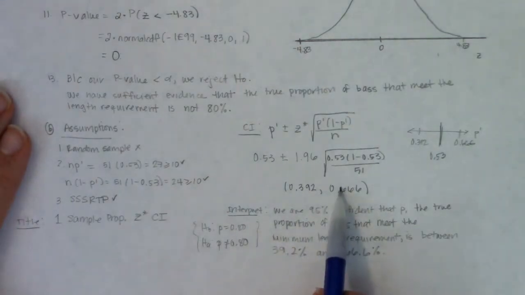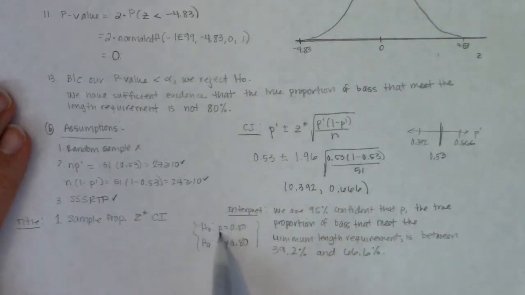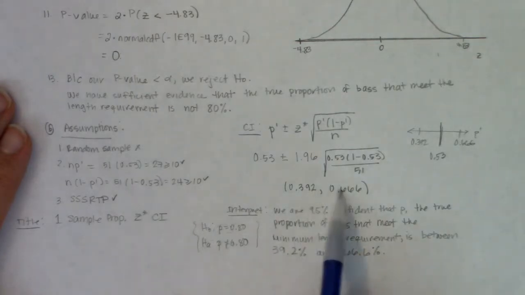Based on this confidence interval, what do we think is true, H naught or HA? Do I think that the true proportion is 80%? Or do I think the true proportion is different from 80%? Well, if we look at this, what do I think the true proportion is? I think it's between 39 and 66%. So do I think it's 80%? I don't. 80% is not in my confidence interval.